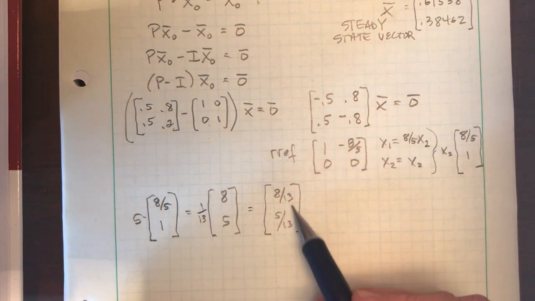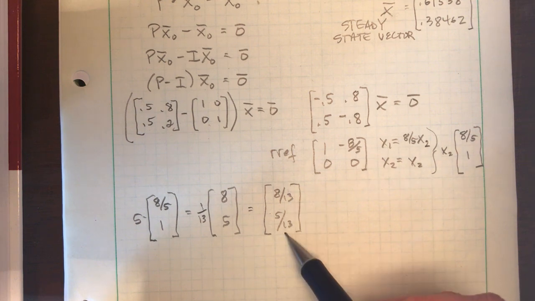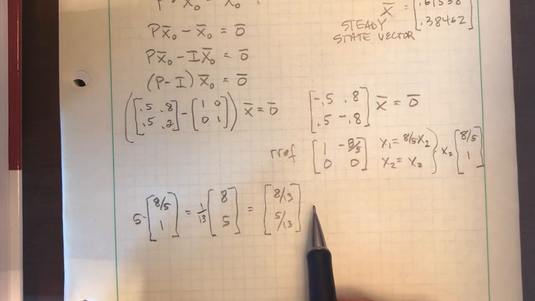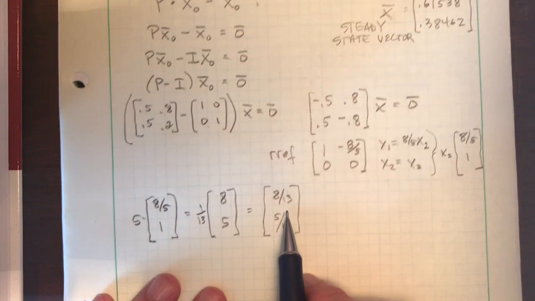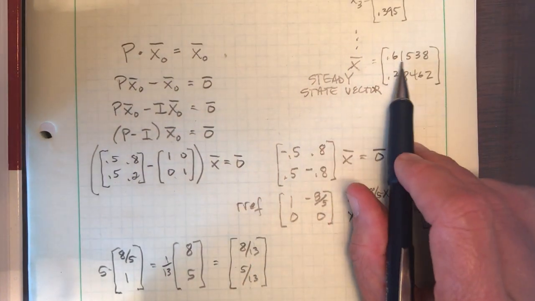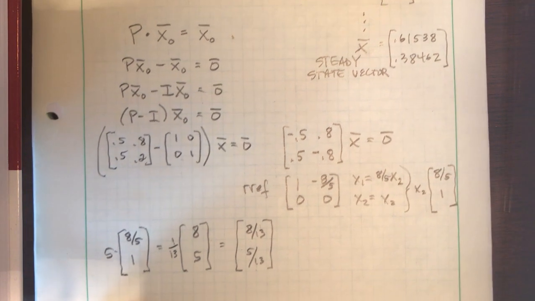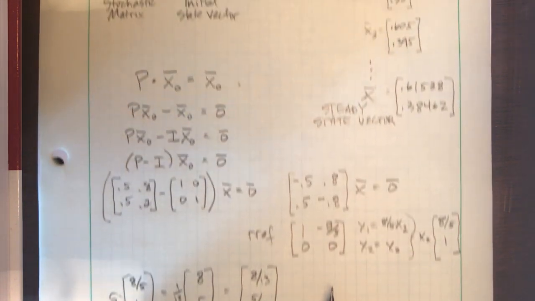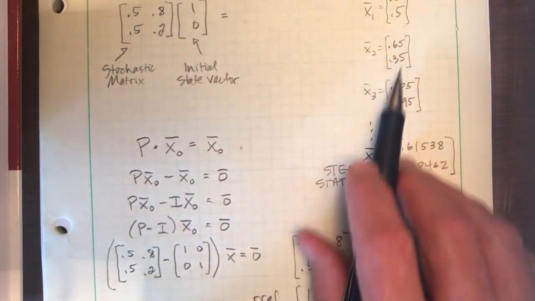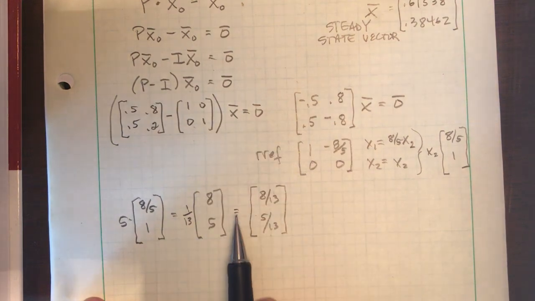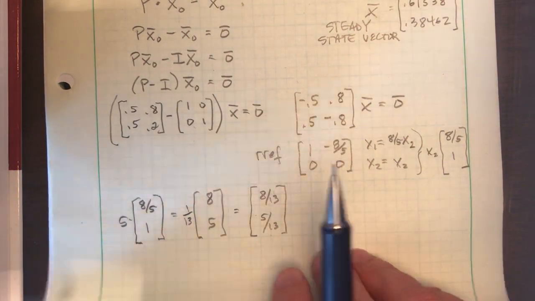What do I like about this? Well, there's my steady state vector that we solved for. These add to 1, and I'll let you check. 8 divided by 13, yes, is 0.615. 5/13 is 0.384. Pretty cool. So we did it with just rough and dirty technology, got an answer pretty quick. This is the slick algebraic form. Let's do that one more time.